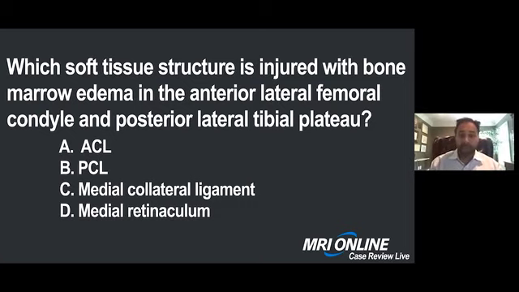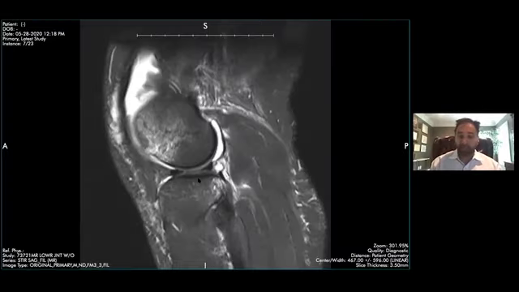Okay, so 89% of people got this correct. The ACL, the anterior cruciate ligament. That's exactly right. So this is a pivot shift injury, right? When you get marrow edema along the anterior lateral femoral condyle, as in this case, and the posterior lateral tibial plateau, that should ring alarms in your brain automatically. Okay, this is a pivot shift injury. The ACL will be torn in 100% of cases. In every case that I've seen of this, the ACL has always been at least partially torn, if not completely torn.